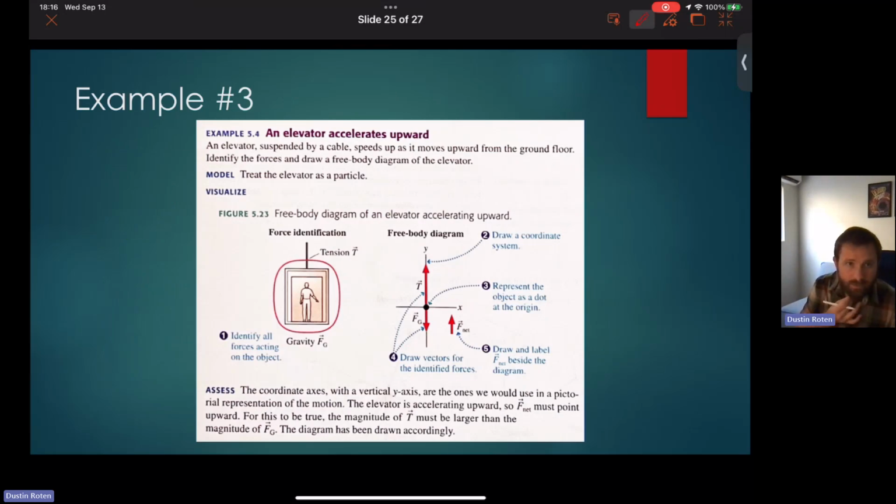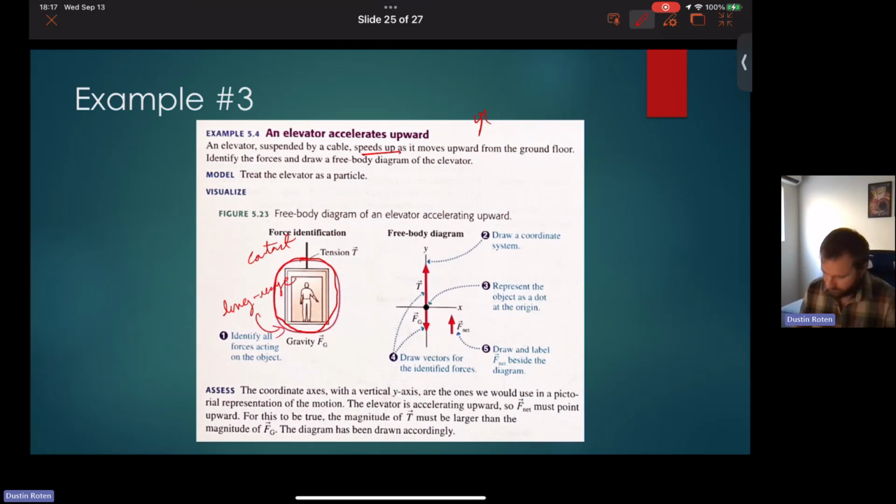with just two quick examples. An elevator suspended by a cable speeds up as it moves upward from the ground. Okay, so we know we're speeding up as we go up. Now we just have to identify the forces and draw a free body diagram. Well, here's my closed curve, my circle, and I know I have tension here. That's my contact force. And I also have this long range force, which is gravity.